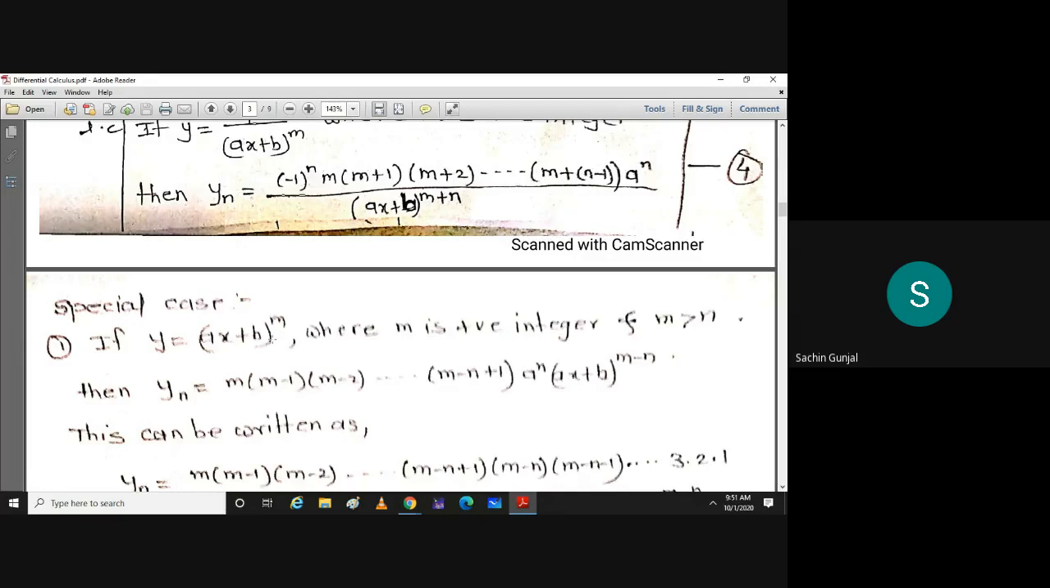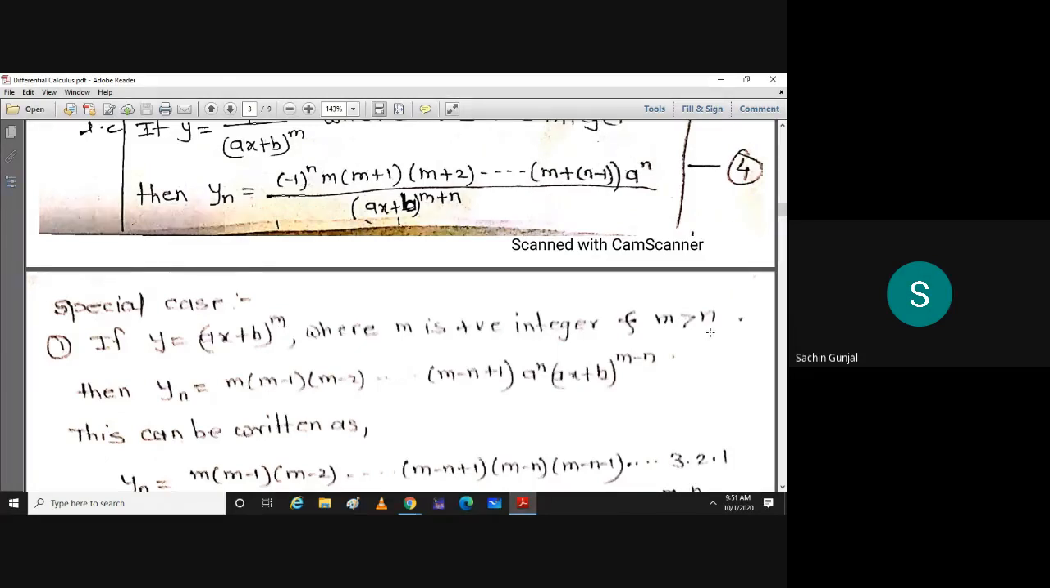Somebody said to explain: if you have x raised to 5, let us take x cube. What is its first derivative? 3x square, right? What is its second derivative? 6x. What about the third derivative? 6. And what about the fourth derivative? 0. So my m was 3 and n is 4.